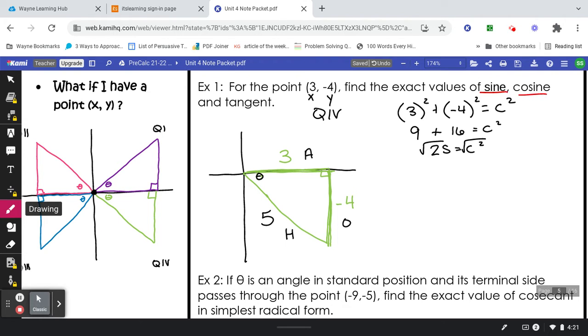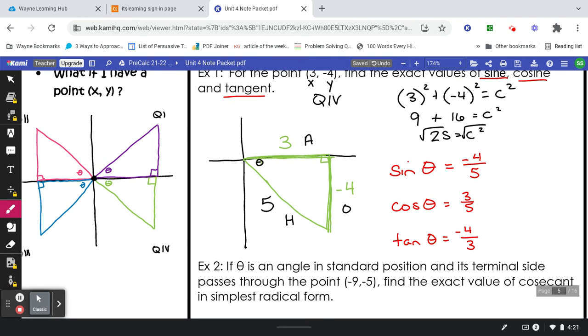They're asking for sine, cosine, and tangent. Sine is equal to O over H. Cosine is equal to A over H. Tangent is equal to O over A. And there we go.